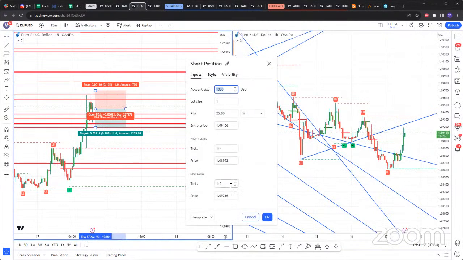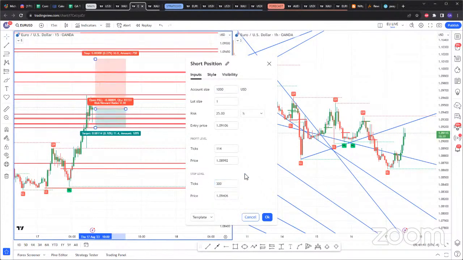So this would ideally give you like an 11 pip stop, but I recommend, if you want to be safe, have at least a 30 pip stop. So 30 or 25. Because we can see this strong SAR right here, but in this instance, maybe a 30 might be better to avoid manipulation.